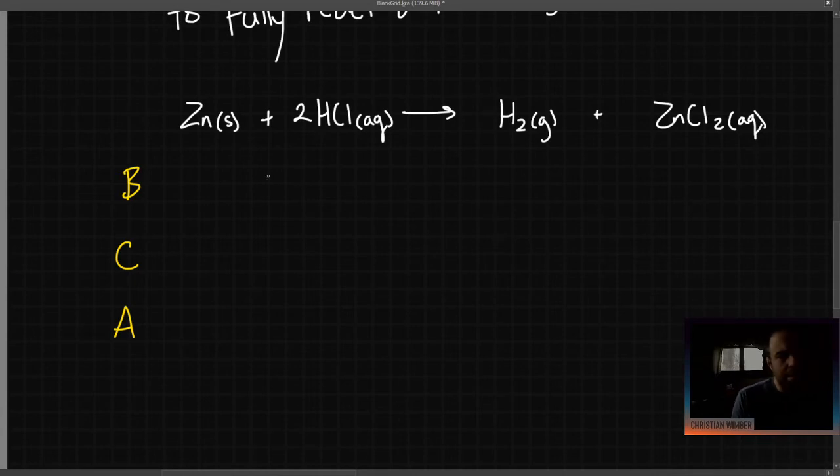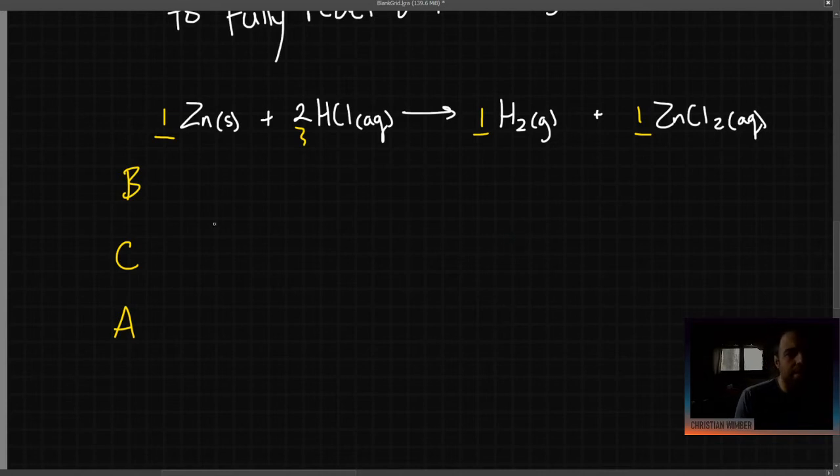Now a key point is this: this 2 means that for 1 zinc, I need 2 HCl's. For 1 zinc, I get 1 hydrogen. For 1 zinc, I get 1 zinc chloride. That is what these coefficients mean. That's why we draw them out the way that we do.